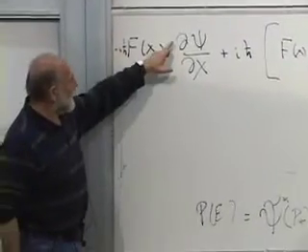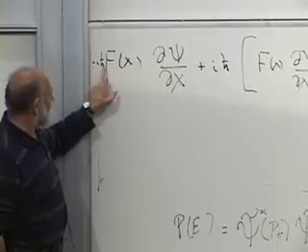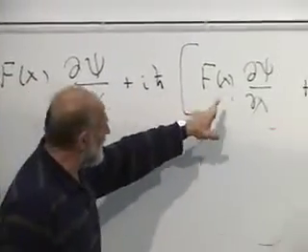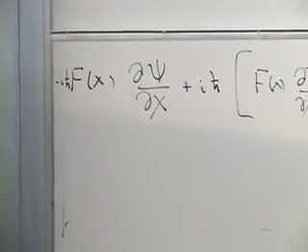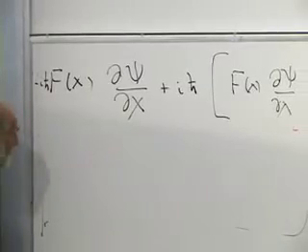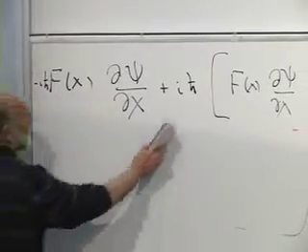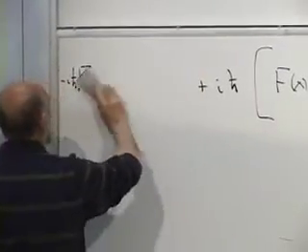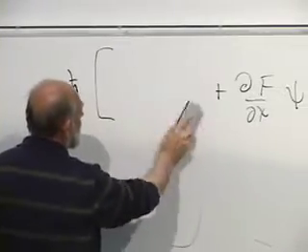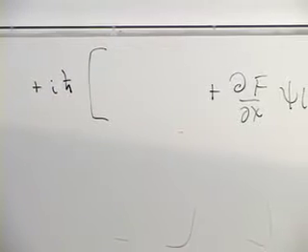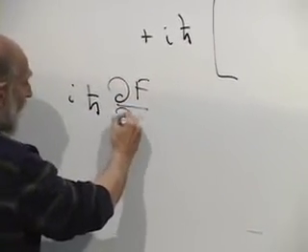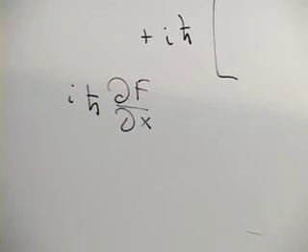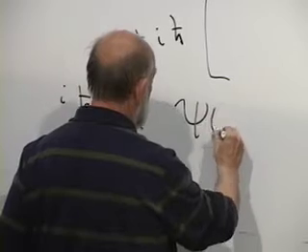Now, some terms cancel. Here's d psi by dx times minus I h bar f. Here's the same thing with a plus sign. These cancel each other, so we might as well just erase them. I think we've done this kind of manipulation before, but let's do it. This term cancels this term. All we have left is I h bar df by dx. Now df by dx is just a function of x, which we then multiply by psi of x.